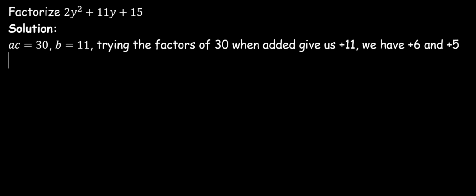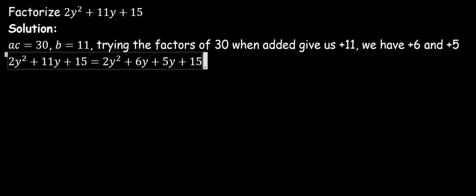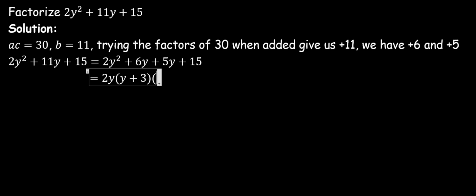So we can write out our given expression, that is 2y squared plus 11y plus 15, as 2y squared plus 6y plus 5y plus 15. Then we can now factor out 2y from the first two items, and we have 2y into bracket open y plus 3 bracket close, plus 5. We factor out 5 in the last two items, and we'll be left with 5 into y plus 3. Now y plus 3 is common to both brackets, so we factor it out. Y plus 3 bracket open and close into, you'll be left with 2y plus 5.